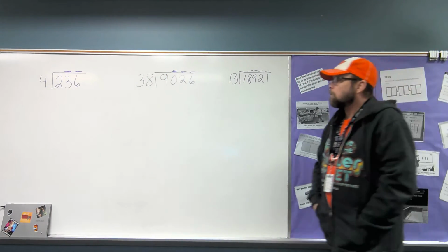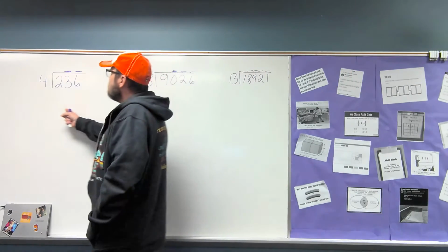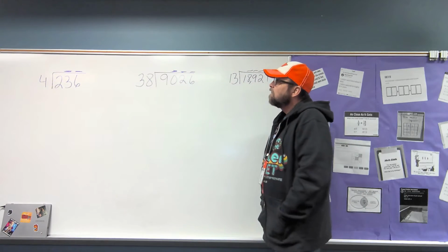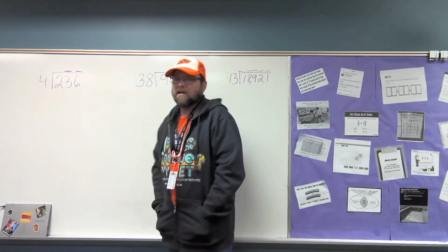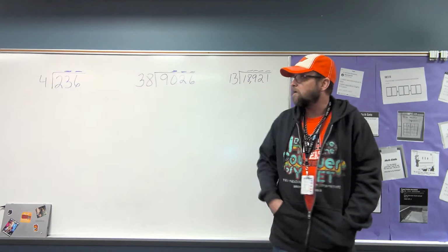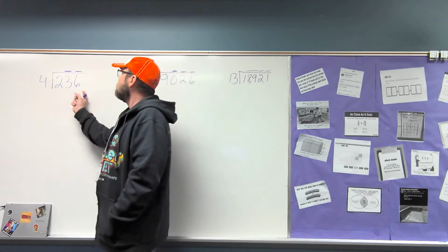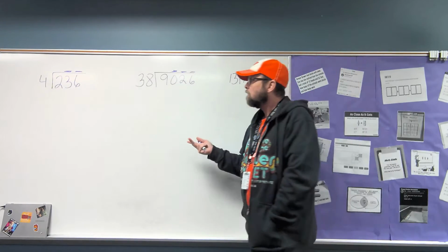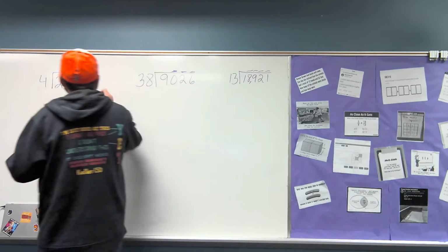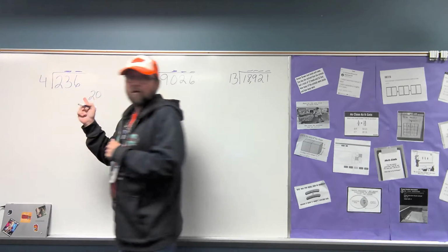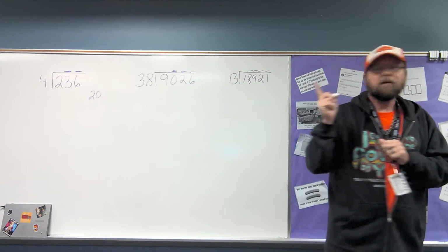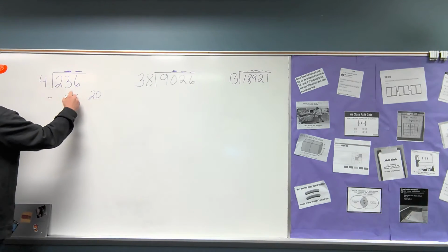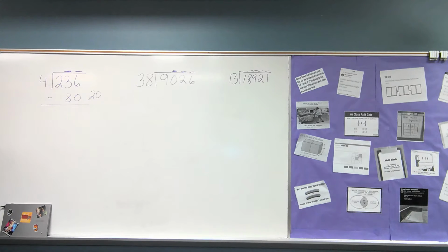All right, so let's start with this one. Let's see, I can do 4 times 10. What would 4 times 10 give me? 40. Well, that's not really close. But what would 4 times 20 give me? 80. So I'm going to do 4 times 20, which means I put my 20 off to the side here. I'm going to subtract whatever 4 times 20 is. And some of y'all need practice subtracting, I'm just saying.